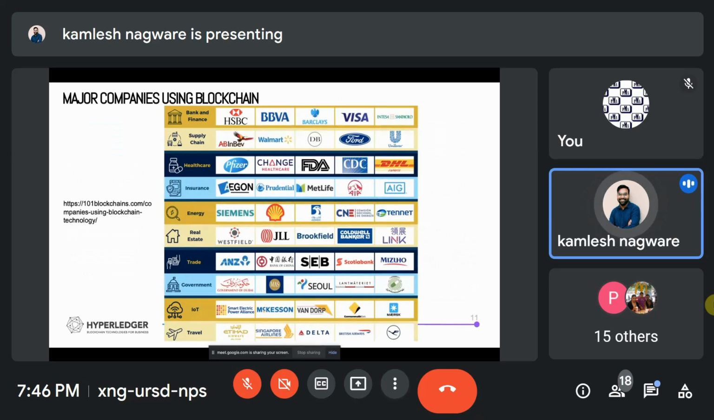You can see the use cases: banking and finance, supply chain, healthcare, insurance, energy, real estate, trade, government, and more. Technically, in my view, whenever you can apply it to solve trust and transparency in any kind of transaction and business process system, blockchain can help and could be a use case. It's not necessarily limited to the industries mentioned.